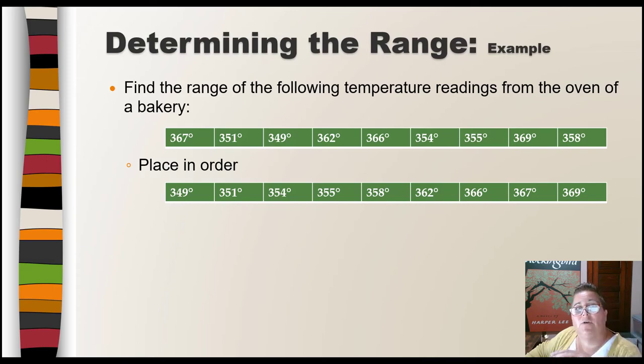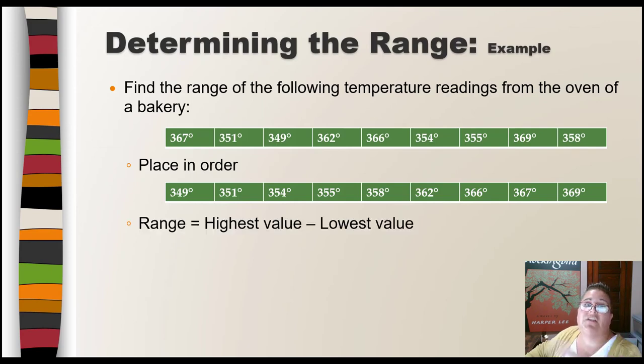The lowest number is 349. The highest number is 369. So the range is 369 minus 349. This gives us 20. You actually find the difference.